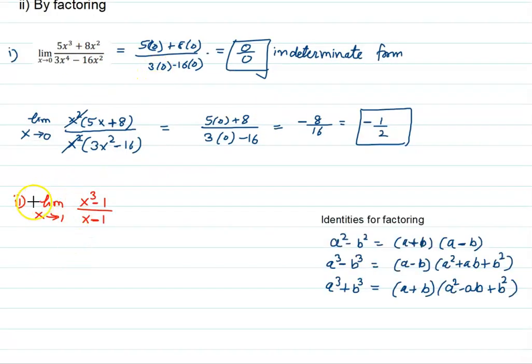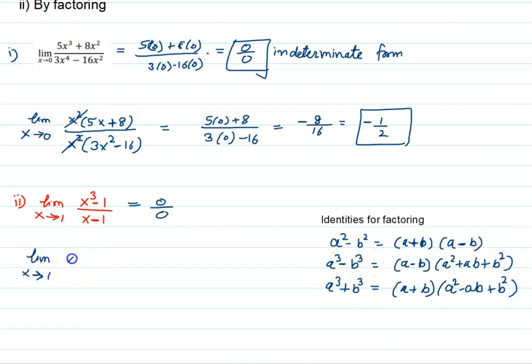For this next problem as well, if we directly substitute limit x as 1, we get an indeterminate form: 1 minus 1 gives you 0 over 1 minus 1 is 0, which is again an indeterminate form. That means we have to simplify this expression using factoring techniques. We are supposed to be good with these factoring techniques, and here are some identities which are used for factoring. The first one is difference of squares, then difference of cubes, then sum of cubes.